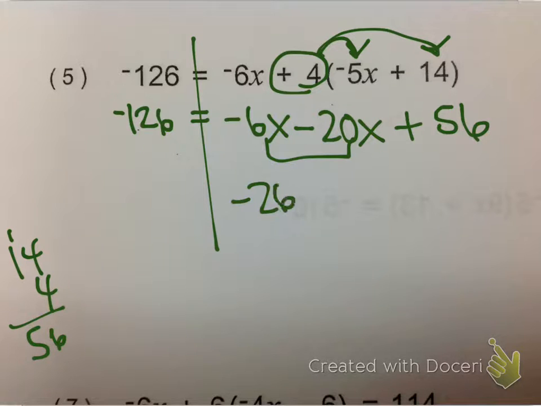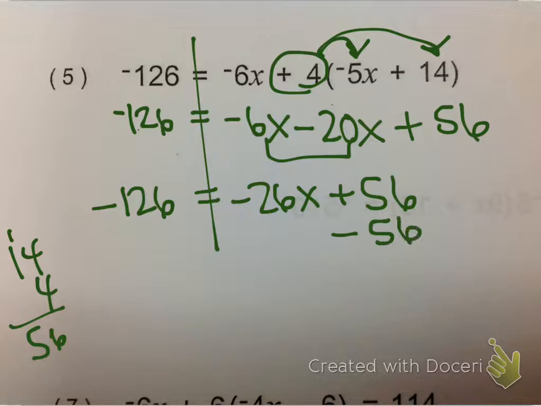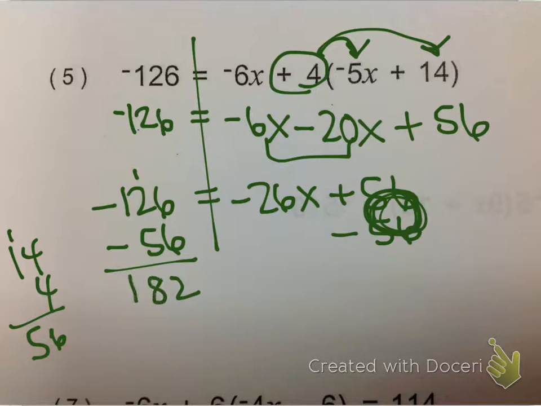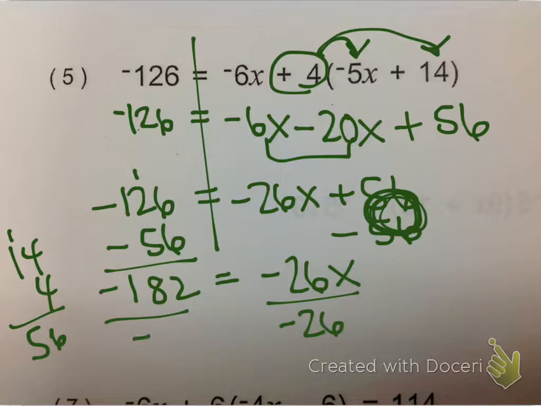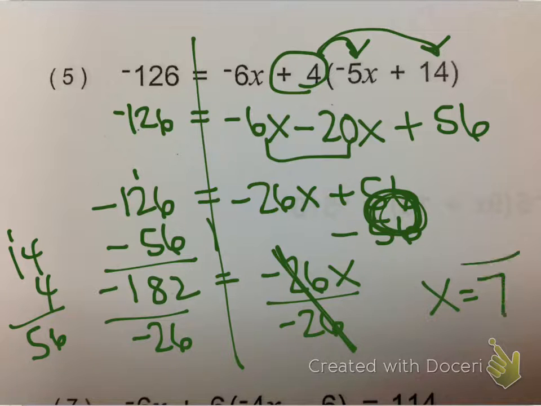We got negative 26x plus 56 equals negative 126. Now we need our 0, so we're going to minus the 56 on both sides. So this is going to be negative 182. Divide both sides by negative 26 to get our 1. And x is 7.